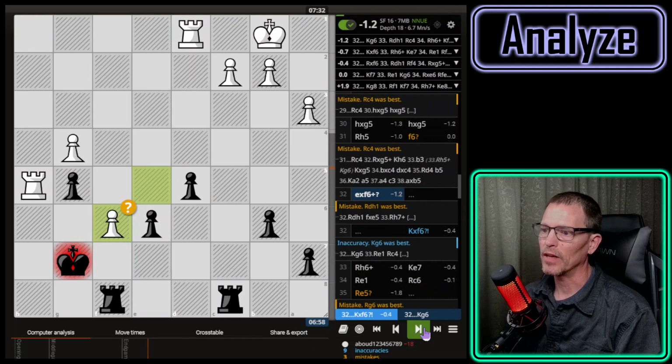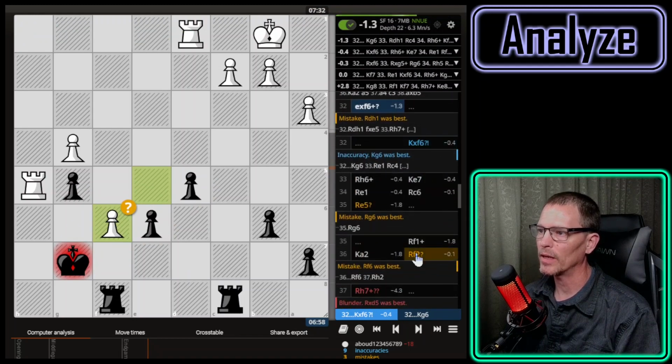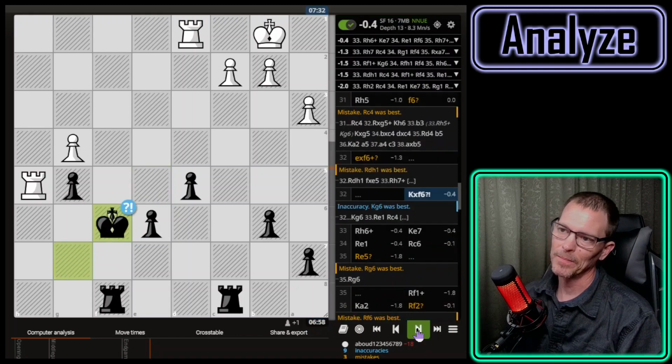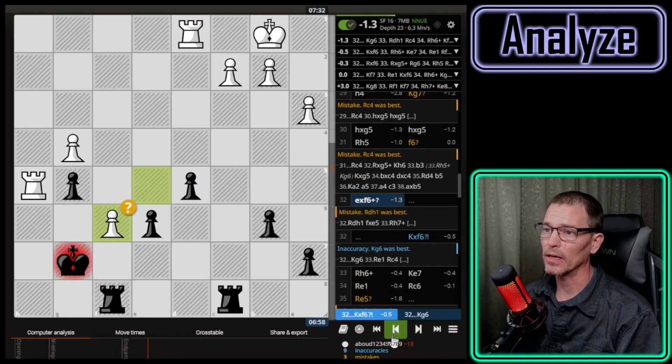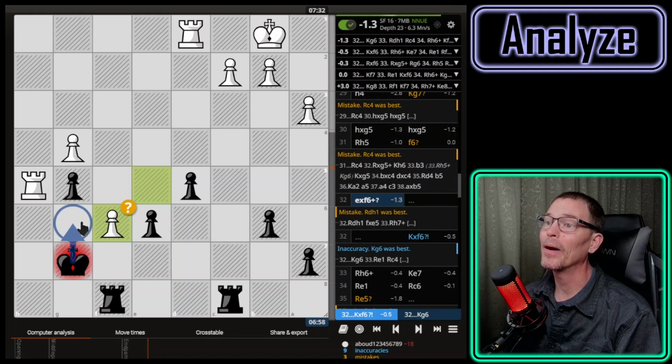But they took, which gave the advantage back to me. And it looks like I gave it back here in just a little bit. Right there on move 36. Okay. So, I wasn't supposed to take it. What? I was just supposed to move up here?